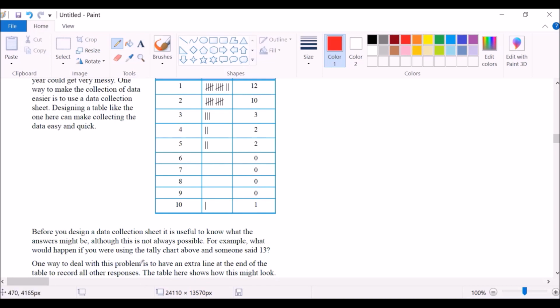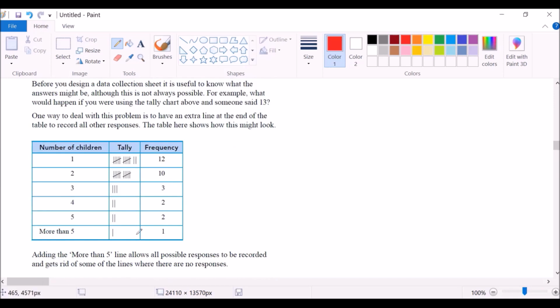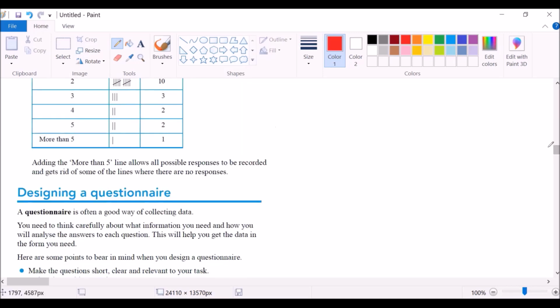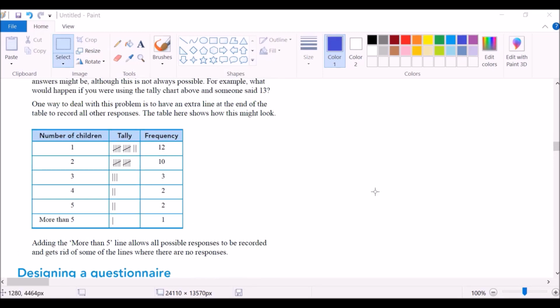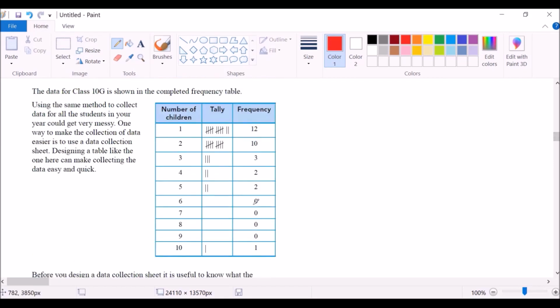One way to deal with this problem is to have an extra line at the end of the table to record all other responses. Knowing that most families are between 1 and 5, it is very unlikely to have more than 5 children in a family, so you can just categorize more than 5 as one group. So this is a more summarized form than this.